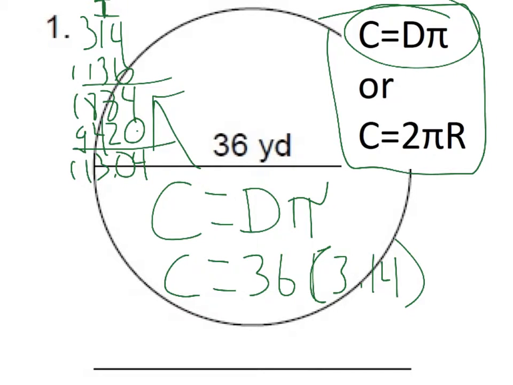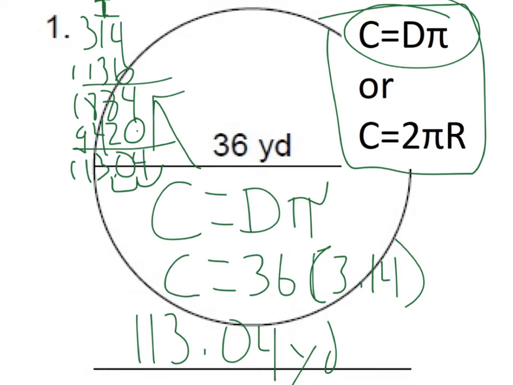113.04. Because it's going to be 0.04, because we're going to move the decimal back twice to the left, because we moved it twice to get 3.14. So that's our answer. 113.04 yards.